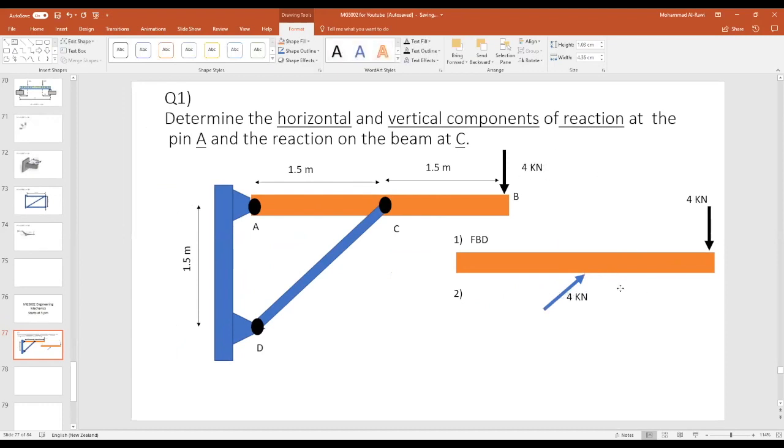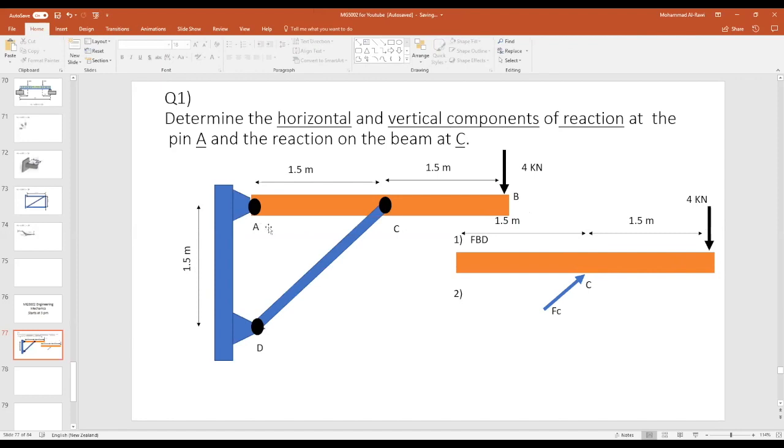Why? Because this is where the force at point C is located. So I put the point C here. I bring my dimensions to save me time. So this is 1.5 meters, and this one is the other 1.5 meters, which gives me the distance for C with respect to C. All right? Now, at point A, what do I have at point A?